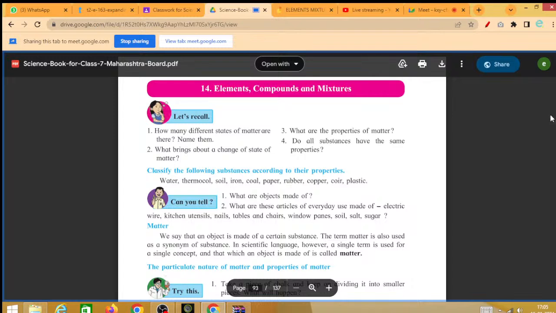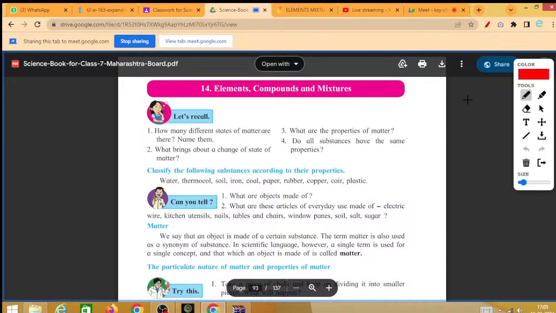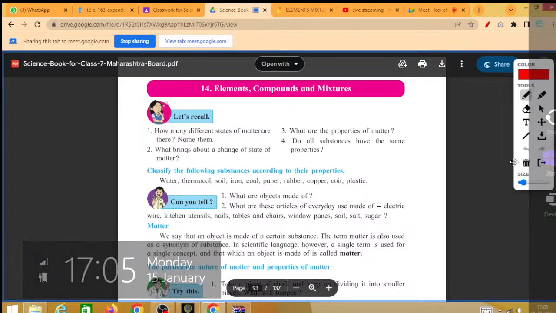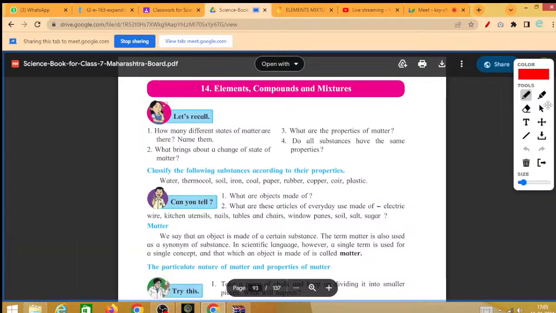Now let's go through this. This is very easy now. Let's go through this chapter quickly. Now they are asking how many different states of matter are there. Quickly, keep answering. What's happened to my pen? Again, it stopped working. Tell me, read the questions. Let's recall, it's saying. First Harshal, then Yukti.